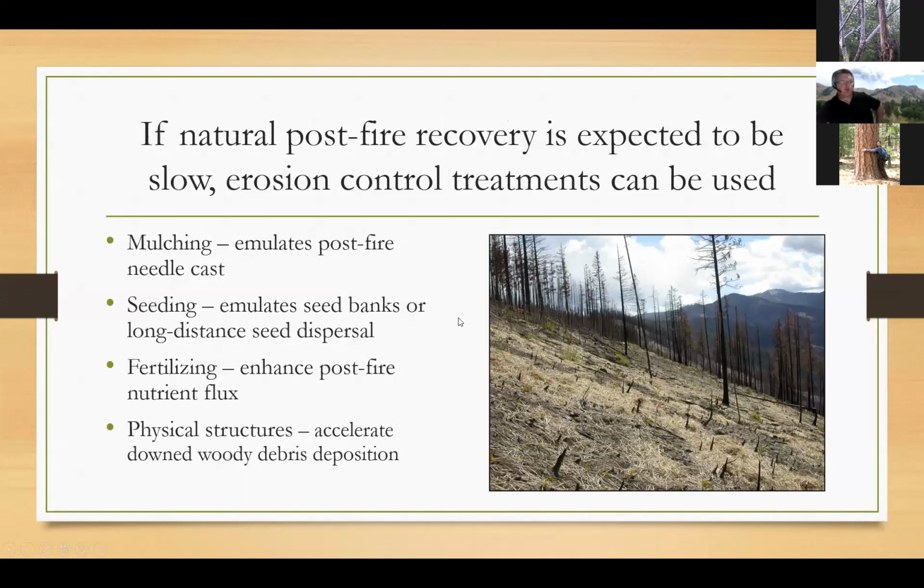Now, if natural post-fire recovery is expected to be slow, we do have some erosion control treatments we can use. Just in no particular order, mulching is one of the more recent ones, which emulates post-fire needle cast, or the shedding of dead material off of trees. Seeding, I think of as emulating soil seed banks, canopy seed banks, or long-distance seed dispersal. Fertilization emulates or enhances a natural post-fire nutrient flux when you have a low severity fire. And you have physical structures, which I don't know if they're used as much anymore, like log dams, that basically mimic the falling down of snags.